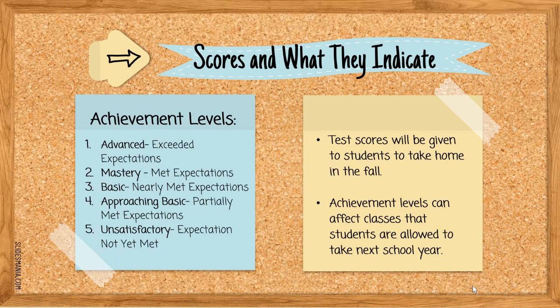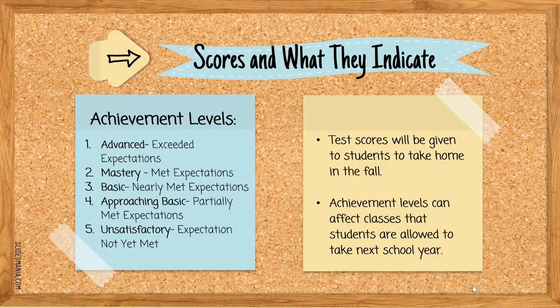Let's take a look at the scores and what they mean. The state has certain standards for each subject and grade that students are expected to master by the end of that school year. Students receive a grade that indicates how close they got to mastering those standards for each subject. If a student scores an advanced in any subject, it means that they not only mastered these standards, but they have gone above and beyond by exceeding the expectations that the state has for that student.